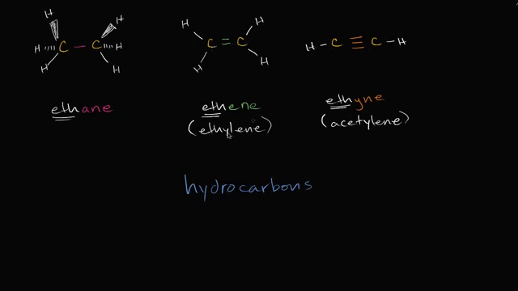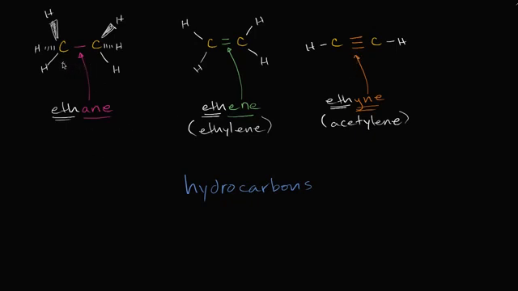So these all have the prefix eth, which says our longest chain of carbon is going to have 2 carbons. But then we see that the ending is different. Over here, we have ethane, and it's an ane because we have a single bond. Over here, we have an ene, and that's because we have a double bond. We have at least one double bond in that chain, and the carbon chain is only 2 carbons. And it's ethyne here because we have a triple bond.